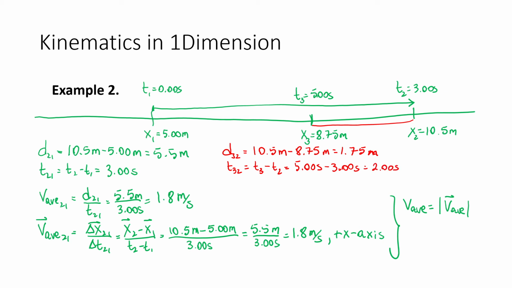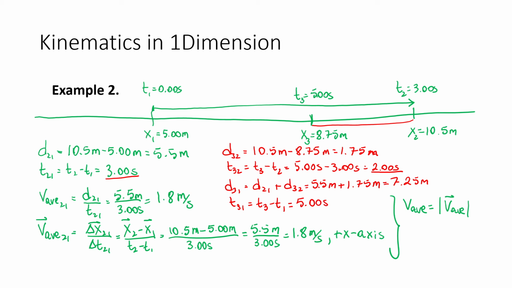And so we can now calculate the total distance, d3,1, that is the distance in going from point 1 to point 3, as the sum of the two individual distances here. So it is d2,1 plus d3,2, which is 5.5 plus 1.75 meters, which is 7.25. And then the total time, clearly, is the time going from t1 to t3, t3 minus t1, which we could get two ways. Either we can add this number plus that number, or just noticing that t1 is 0, t3 is 5, so this is just 5 seconds.